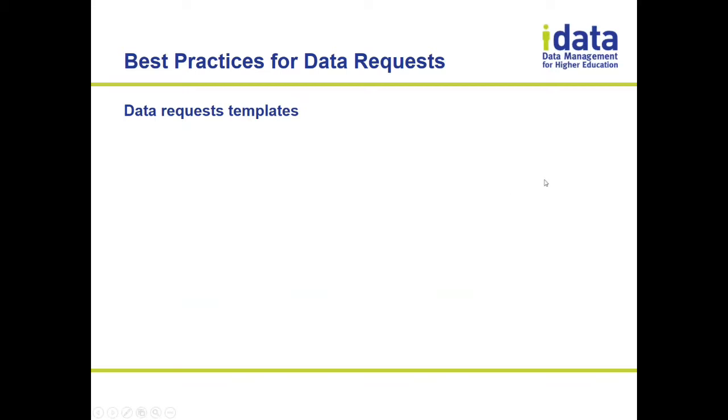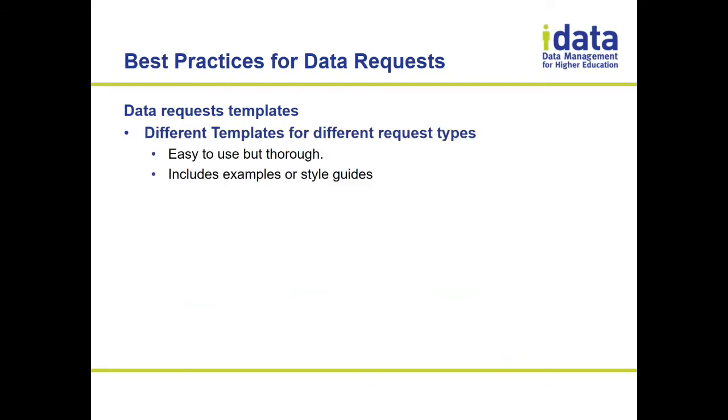All right. Now the next thing is to have templates. Now most of you said you didn't have that, so we're going to talk about that for a little bit. It's good to think about different templates for different request types, and they should be easy to use, but thorough, right? So it's good to have examples or style guides of things. So if I'm going to ask for a report form, give me examples of what I'm supposed to put in purpose and what I'm supposed to put in description and what I'm supposed to put in select criteria, or whatever we're going to ask people to do. That is really helpful.